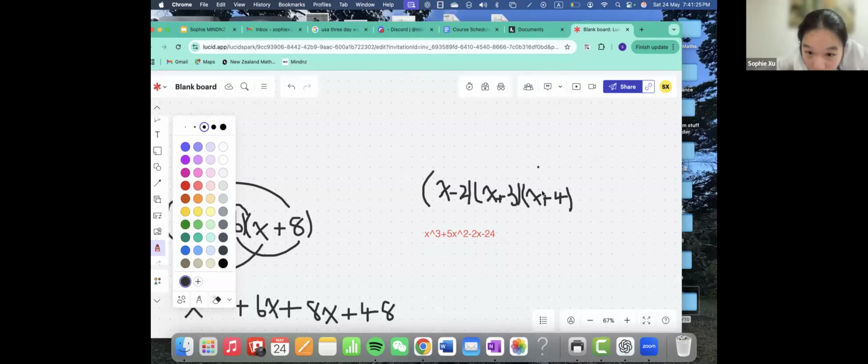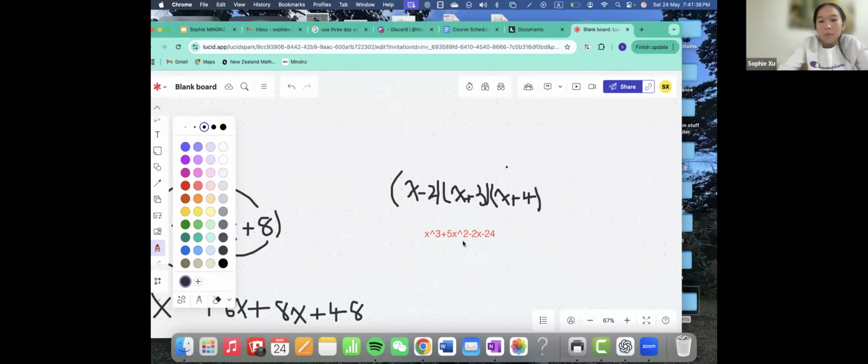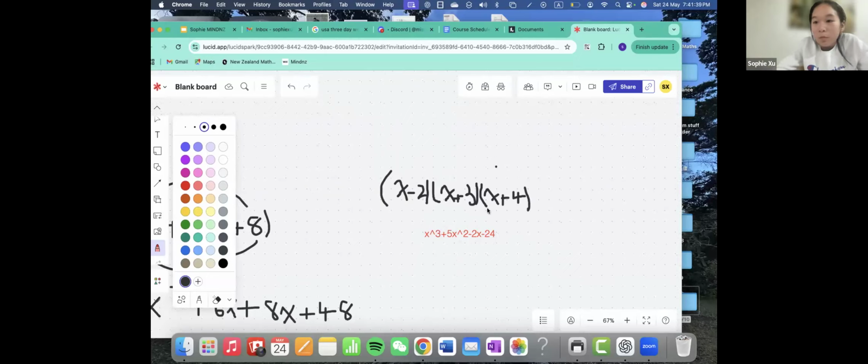x cubed plus. Yeah, I think that looks about right. Does anyone want to have a go at explaining how they did this, step by step? Okay, you can just unmute yourself.